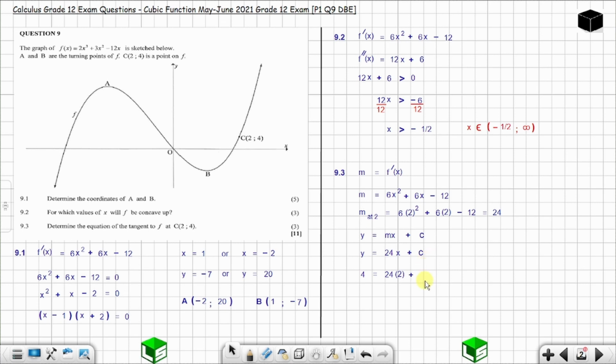plus c, and c is equal to, you have 4. You take this to the left. So 4 minus 48. This is 48. 4 minus 48, when you take this to the left, is equal to minus 44. Okay, so you have c. And finally, the equation of the tangent to f at C is this: y is equal to 24x minus 44.